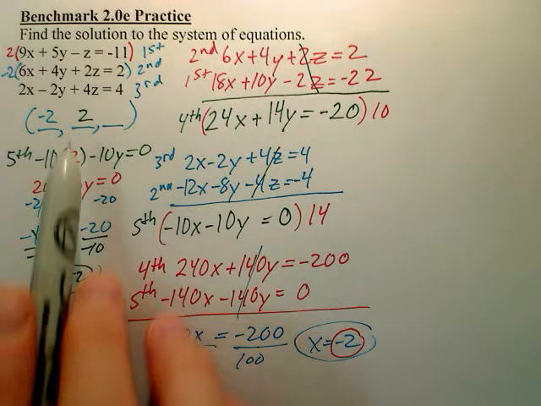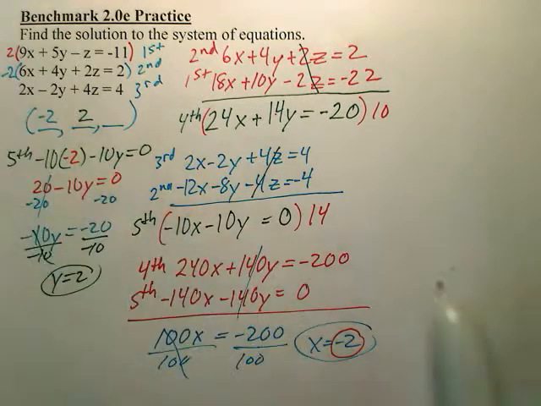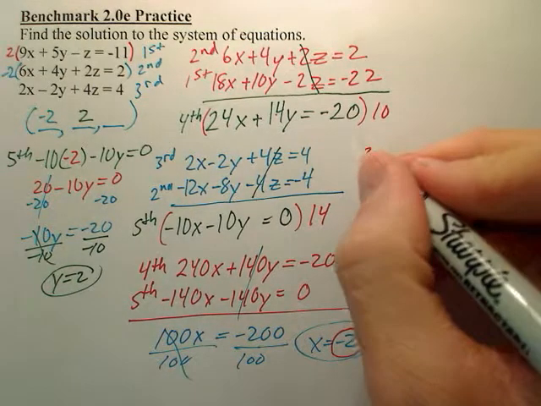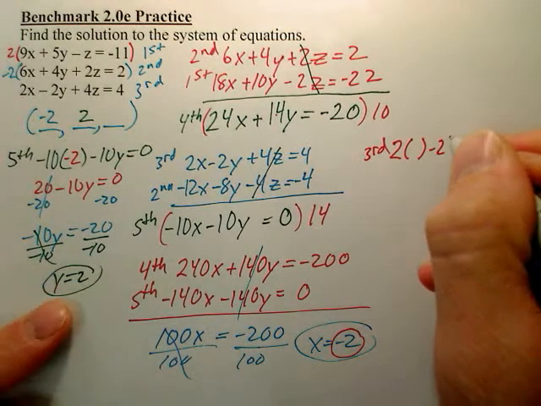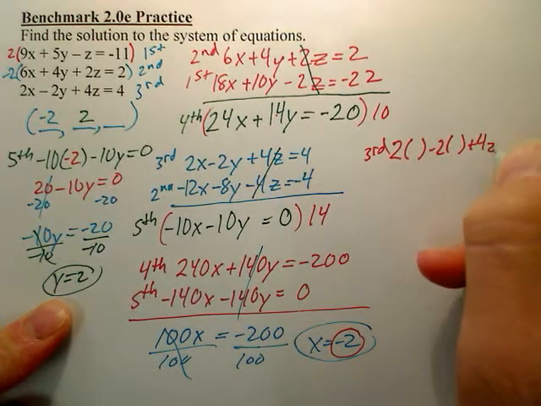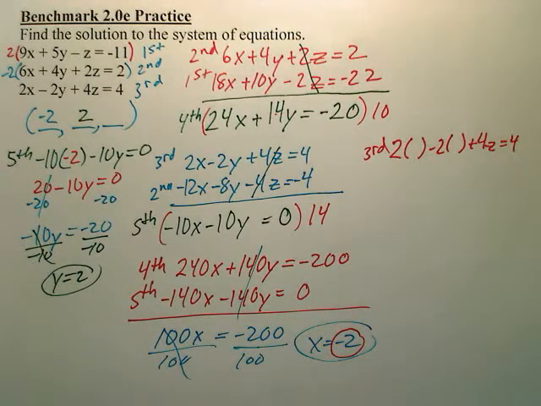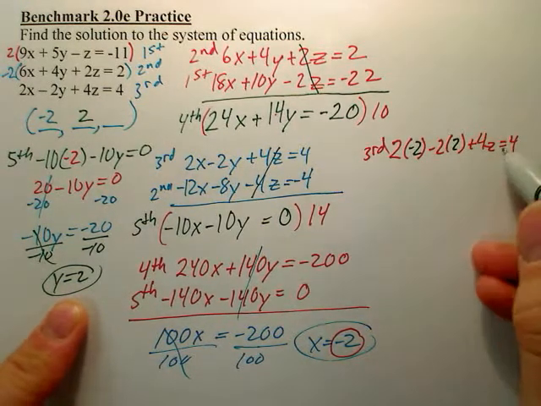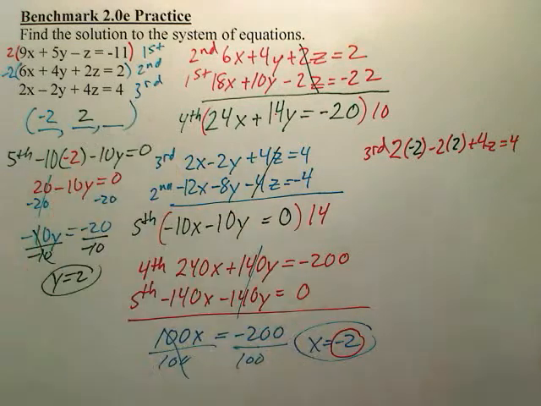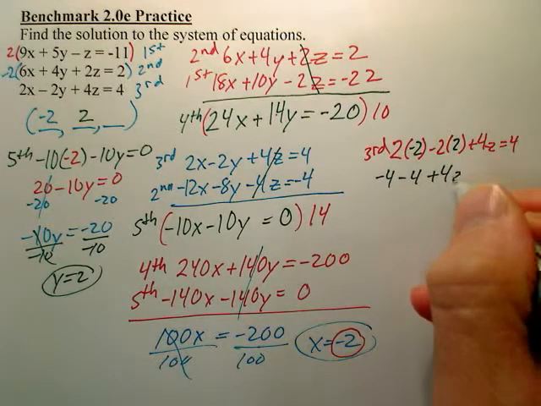Well, you take x and y and plug it into one of these three. It does not matter which one. You just got to choose the one that looks easiest to you. I'm going to choose the third. So right over here, I'm going to choose my third equation. My third equation is 2x minus 2y plus 4z equals 4. My x, again, was negative 2. My y was 2. And I'm going to solve for z. Okay, I'm taking this third equation right here. So I got negative 4 minus 4 plus 4z equals 4.